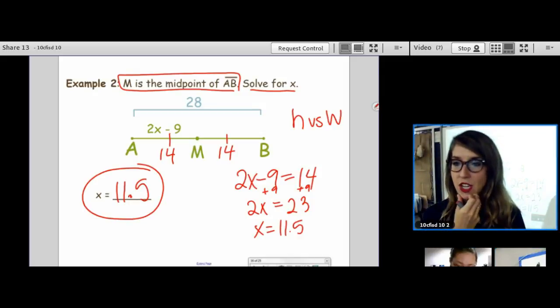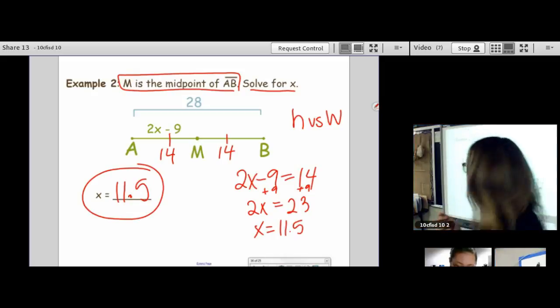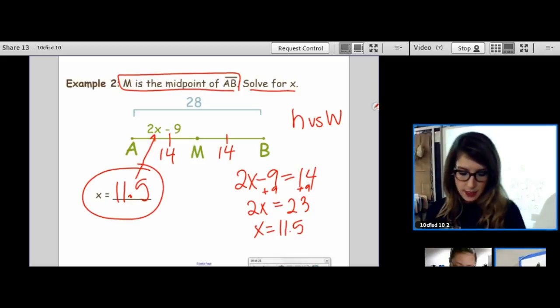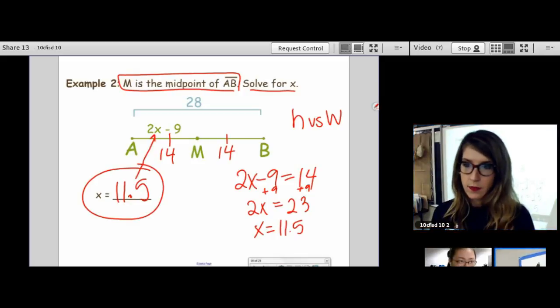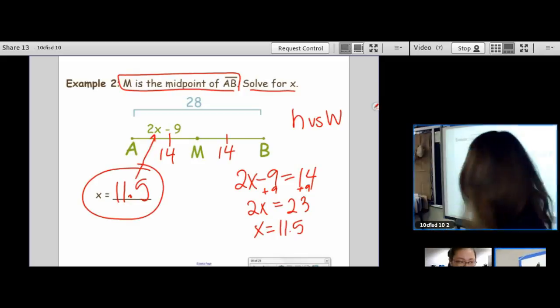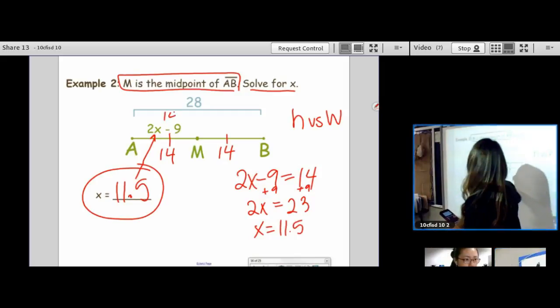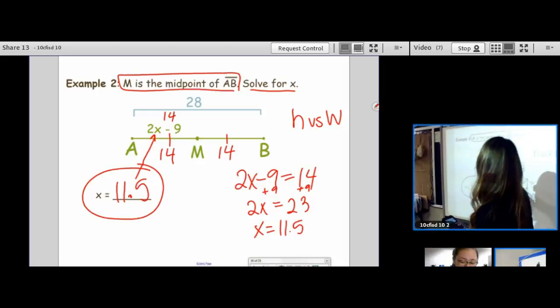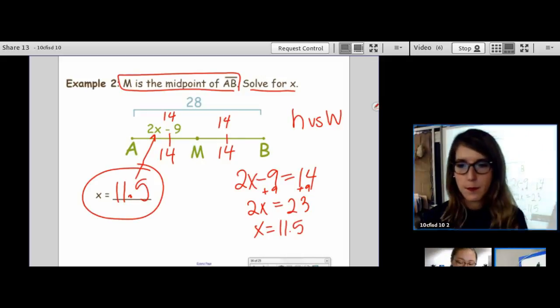Do you know how you could check your answer? You could substitute it in. You could plug it in. 2 times 11.5 minus 9. And you get 14. If AM is congruent to MB, then this one's 14 as well. And 14 plus 14 equals 28. Next problem.